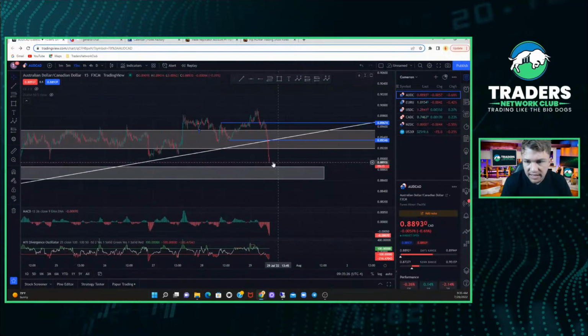So that being said, even if we do have a correction move, that's why we do dollar cost averaging.